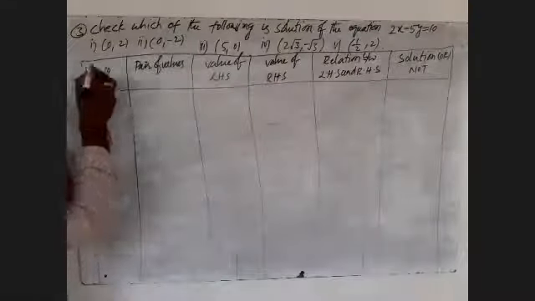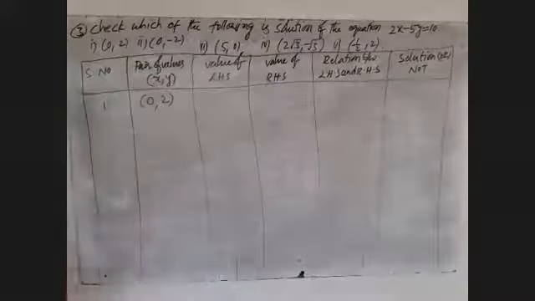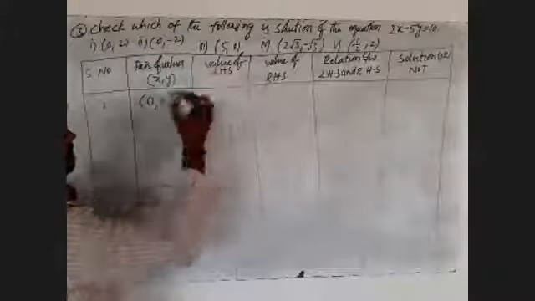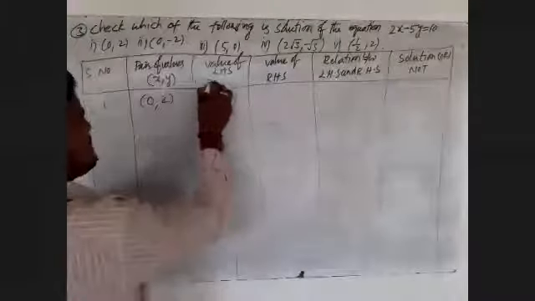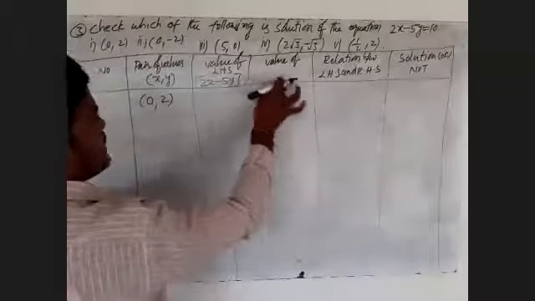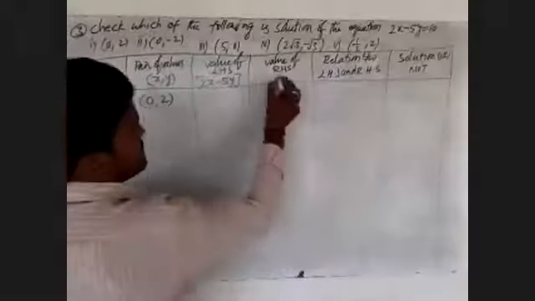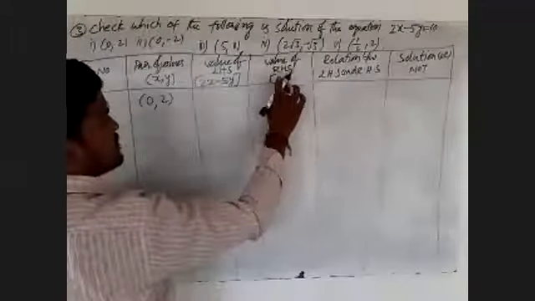First, I will take serial number 1. The pair of values is 0, 2. Pair of values means I take x, y, where x is 0 and y is 2. After that we write the value of LHS, which in this given equation is 2x minus 5y. After that we take the value of RHS, which is 10.